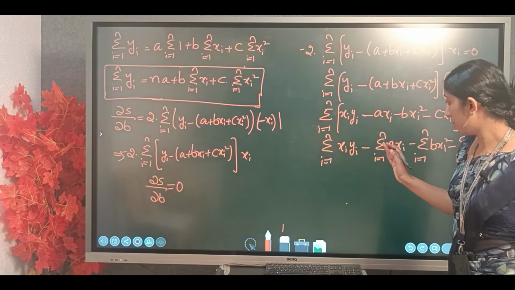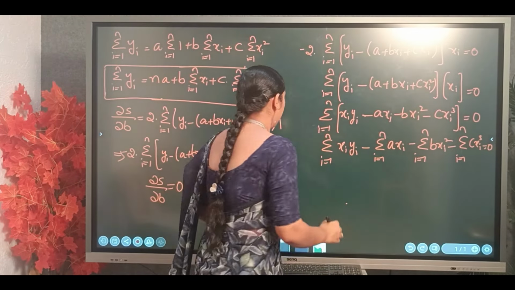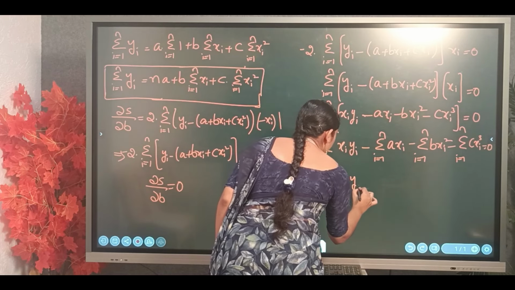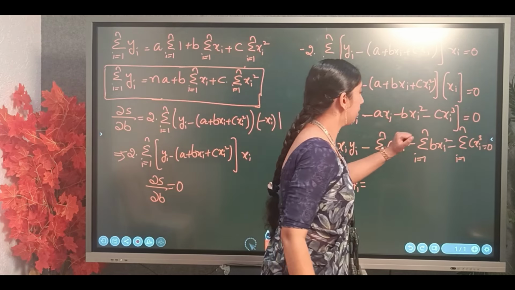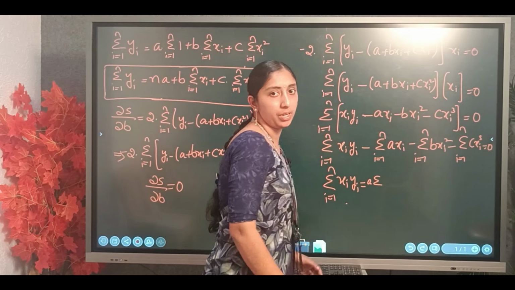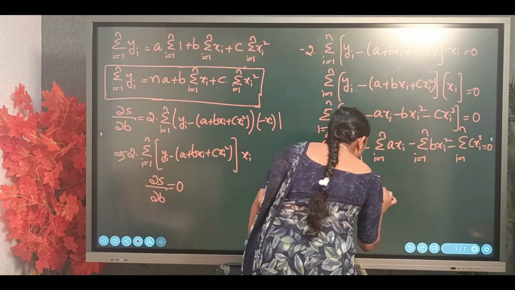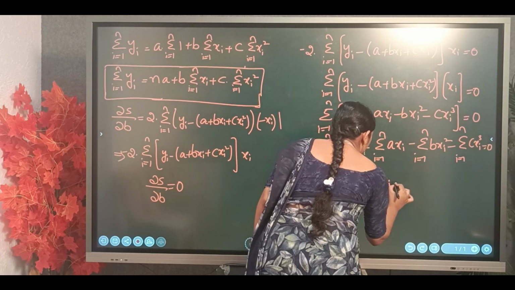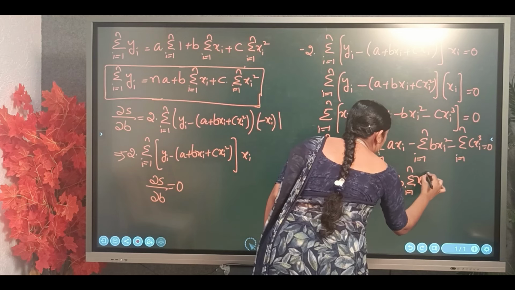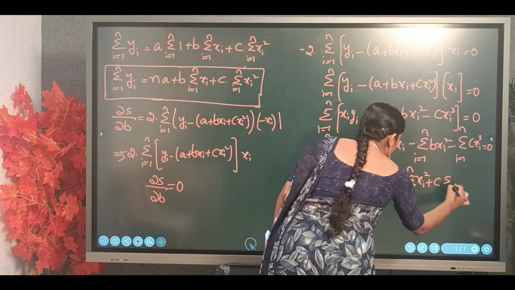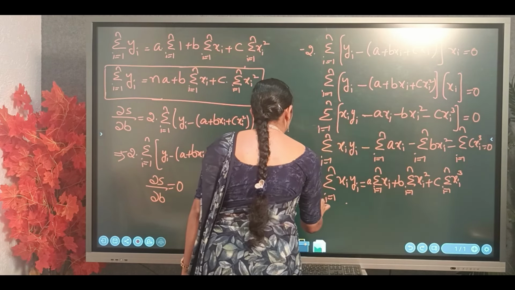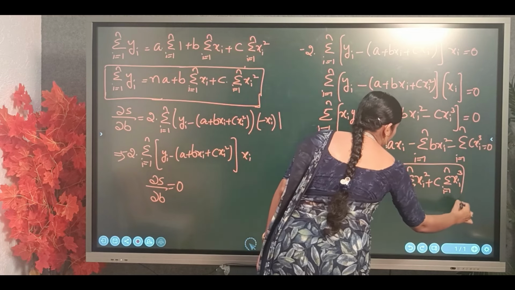Only we are putting the positive term here and we are moving negative terms to that side. So summation i equal to 1 to n xi yi is equal to, so these three terms are negative terms. So what will we get? Summation. Here a is constant, that's why we are placing a in front. a summation i equal to 1 to n xi plus b into summation i equal to 1 to n xi square plus c into summation i equal to 1 to n xi cube. This is another normal equation for a parabola.